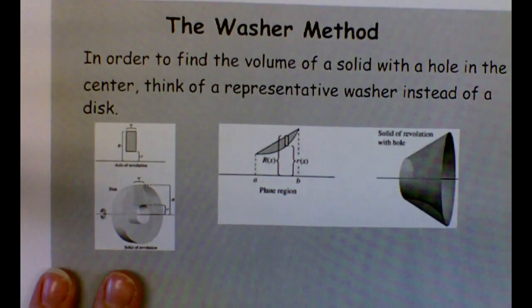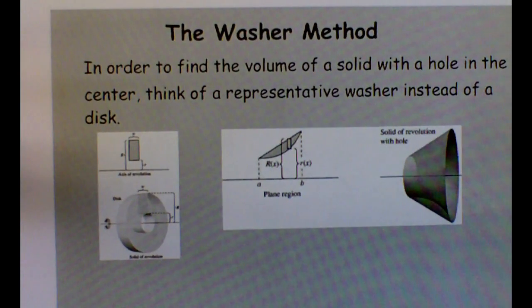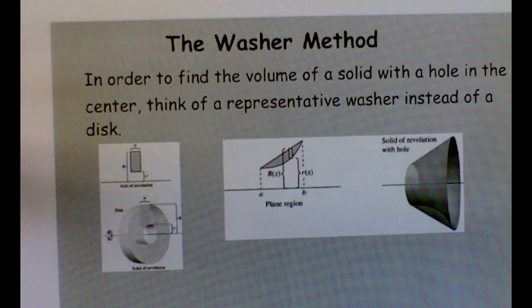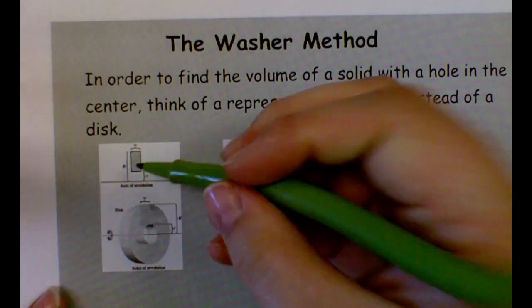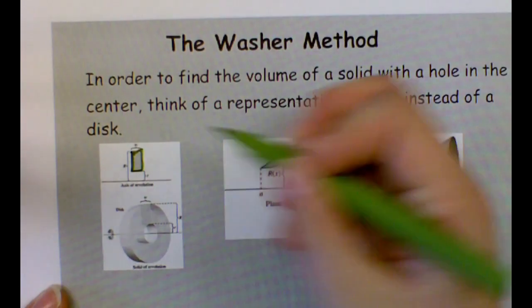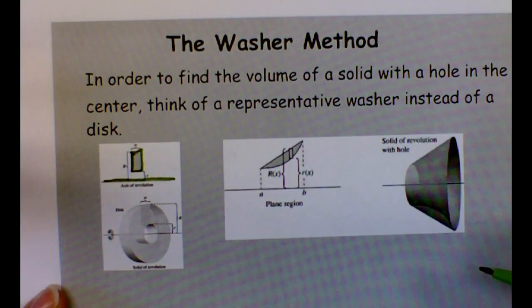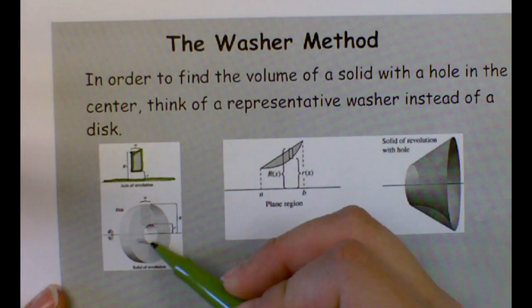All right, so then there's also a situation called the washer method. If you think about a disc versus a washer, a disc is just a solid one piece. A washer, though, has a hole in the middle. So the washer method is in order to find the volume of a solid with a hole in the middle. We're going to think of a washer instead of a disc. So basically we're saying, I've got some area, and I'm going to revolve around a line that isn't actually touching that area, which means there's going to be a gap in the middle.